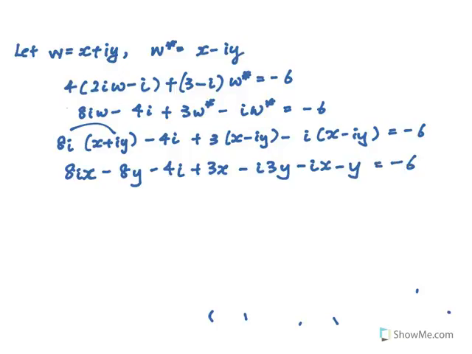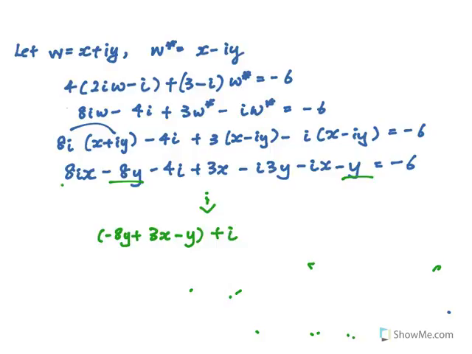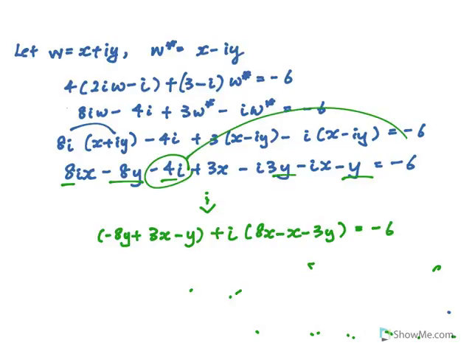Quickly grouping all my real parts together and all my imaginary parts together, you should be able to obtain: the real part is −8y + 3x − y, and the imaginary part is 8x − x − 3y − 4, and this equals −6. If I bring this 4i over, it's −6 + 4i.